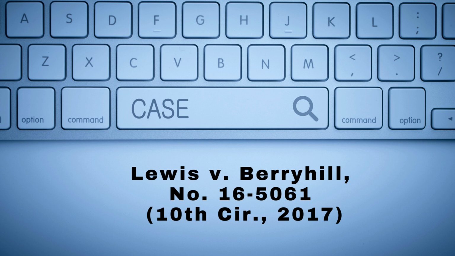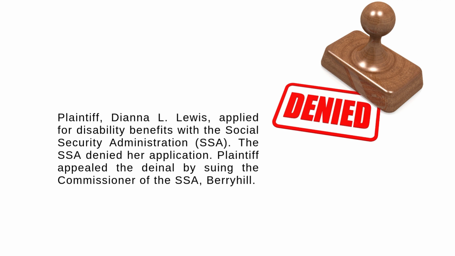So to illustrate this point, let's look at Lewis versus Berryhill. The plaintiff, Diana Lewis, applied for disability benefits with the Social Security Administration. The SSA denied her application. Plaintiff appealed the denial by suing the commissioner of the Social Security Administration, Berryhill. At the time the plaintiff files the lawsuit, the individual will be suing the commissioner of the Social Security Administration, whoever that commissioner is at that time.